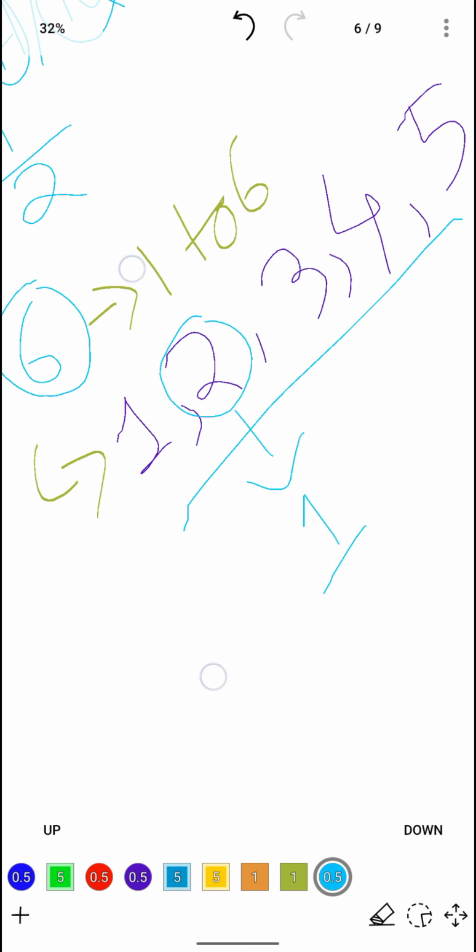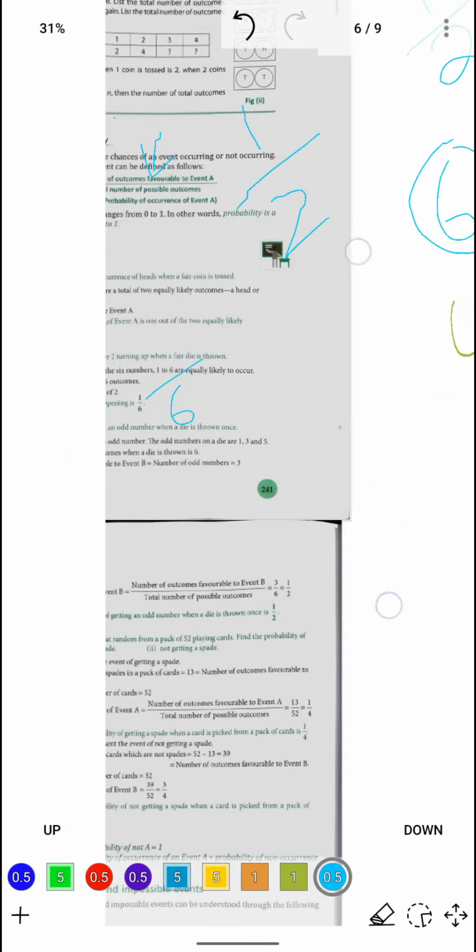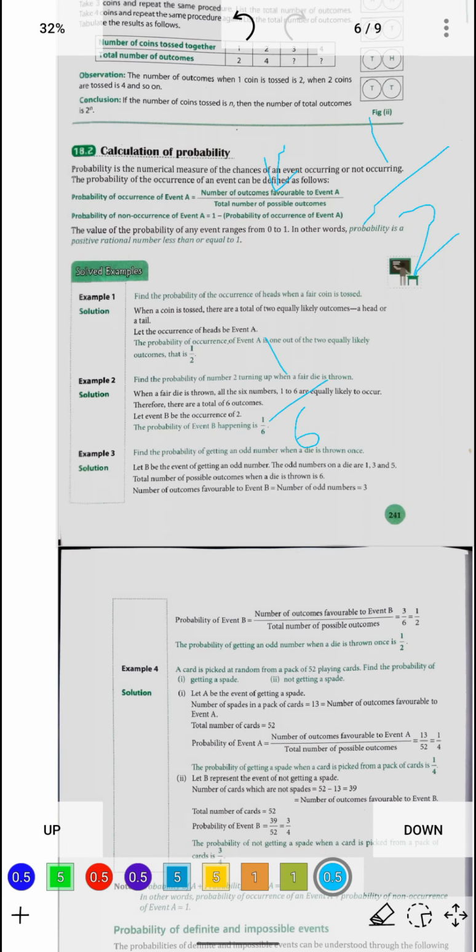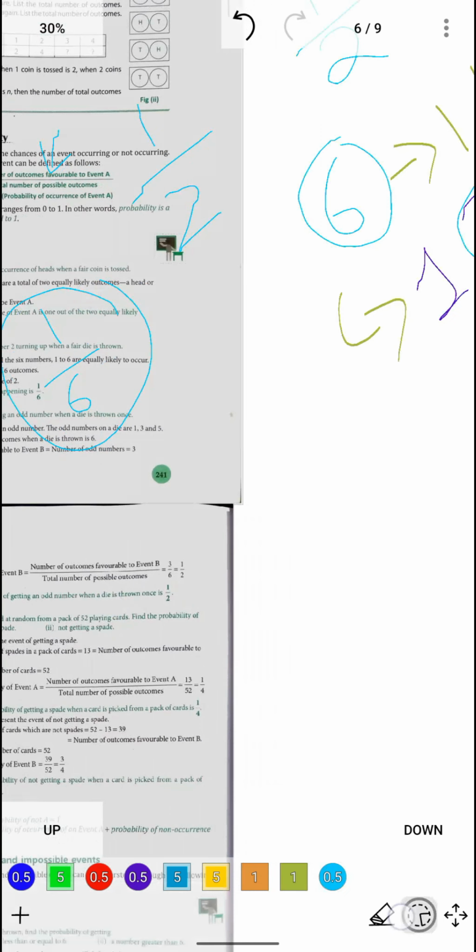So there is only one result which is favorable to this particular event. So the numerator is going to be 1. So the probability of number 2 turning up when a fair die is thrown is 1 by 6.